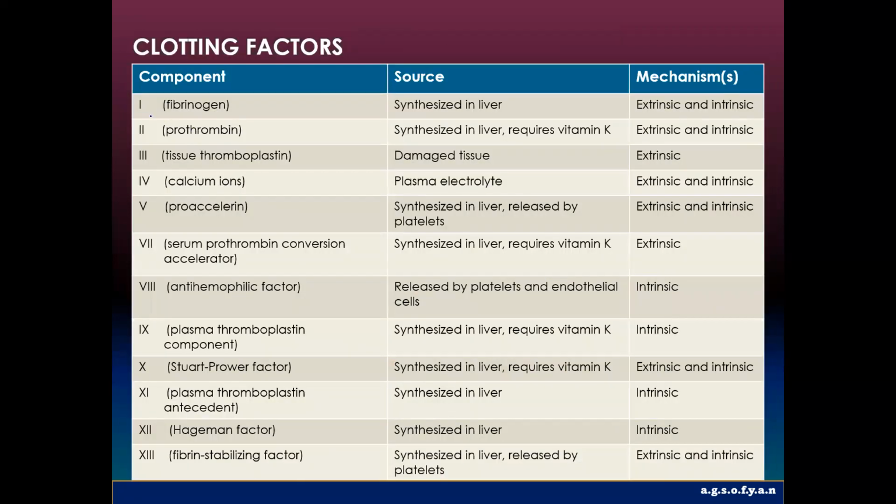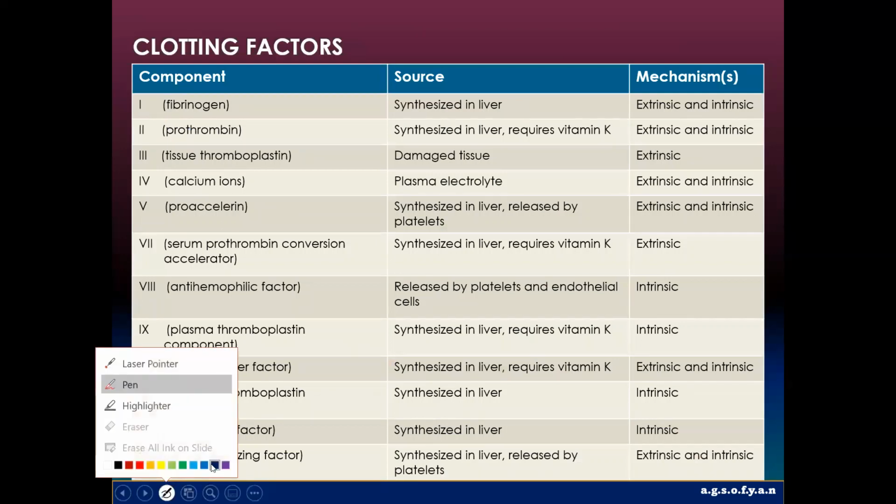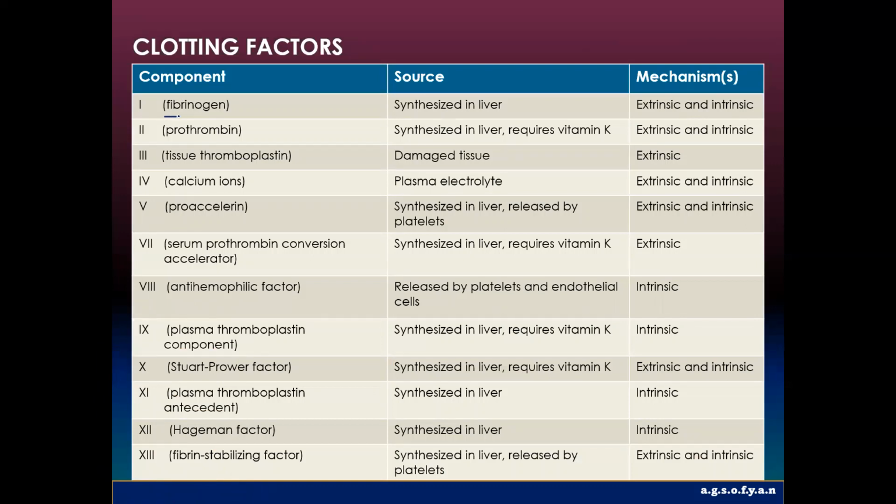Now we're going to see the factors one by one. Again, factor number 1 is actually the fibrinogen, the dissolved proteins in our blood plasma. And then factor number 2 is prothrombin. This is the one that is converted into thrombin. And then number 3 is thromboplastin. It will be converted into prothrombin. Factor number 4 is calcium ions.